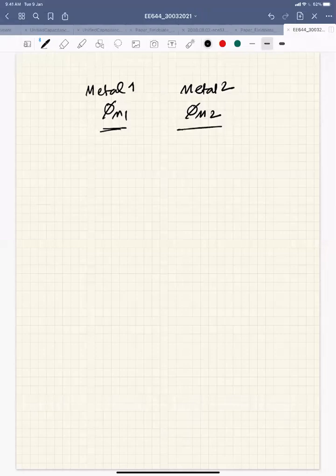So if you think of two metals, right? Let's say I have metal 1 and this is phi m1, and I have metal 2 with a work function of phi m2, right? If you bring them together, both the metals, metal 1 and metal 2, so what will happen? Let's say your phi m1 is less than phi m2, so the work function of metal 1 is less than the work function of metal 2, and I bring them together.